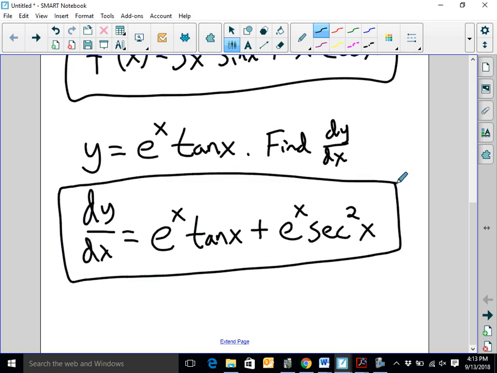Well, once again, I started with my first function, e to the x, so I did the derivative of the first, which, hey, e to the x is its own derivative. So the derivative of e to the x is e to the x. Derivative of the first, e to the x times the second, tangent of x, plus the first, e to the x times the derivative of the second, secant squared x. Let's try another one.